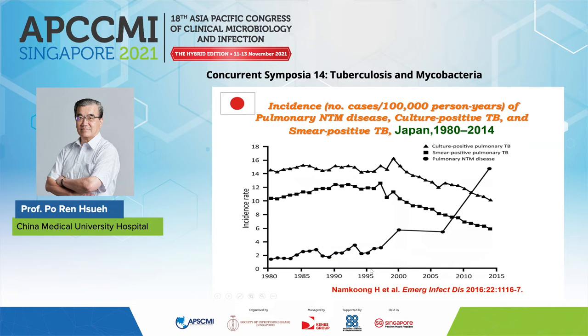So, data from Japan, 1980 to 2014. You can see here the increase in pulmonary non-tuberculous mycobacterial disease in comparison with culture-positive pulmonary tuberculosis. So in most countries in Asia Pacific, we can see the increase of NTM pulmonary disease, but actually a decrease in the incidence of pulmonary TB.